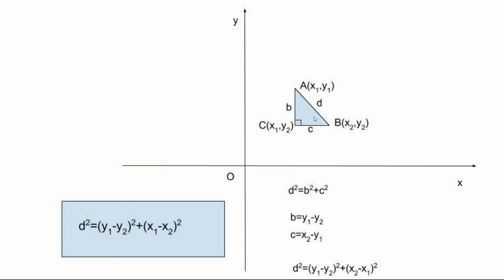Now, this is not the distance d, but the square of it. The distance d will be the square root of this one. So let's say if y1 minus y2 is 3 and x1 minus x2 is 4, then this one will be 9 plus 16, which is 25, so d is 5. But if y1 minus y2 is 1 and x1 minus x2 is 3, d square will be 1 plus 9, 10. So this is not as obviously what is the value of d.